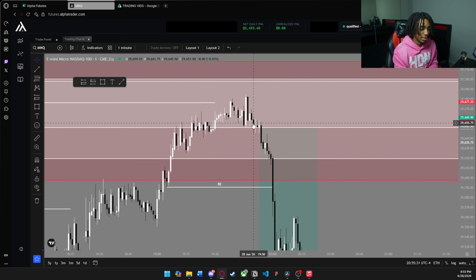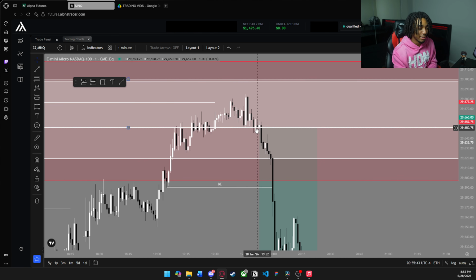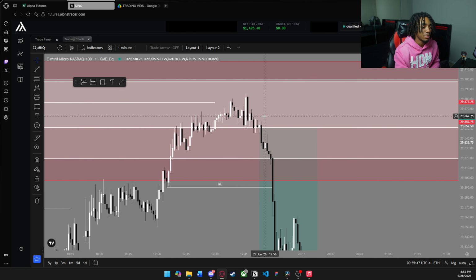And I just wanted to wait and see if it was going to close below this area right here. I didn't want to rush too much into it because then it could have just went right back up. So I waited until it got in this area and was seeing how the candles were moving in real time. So that's when I got into my entry.